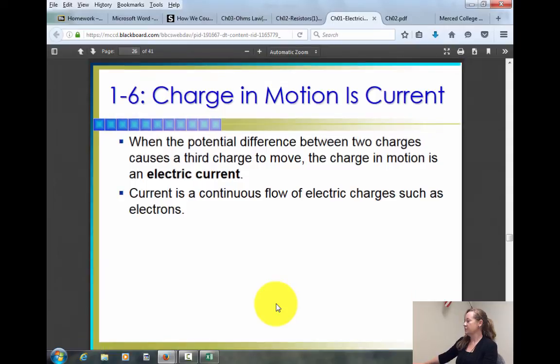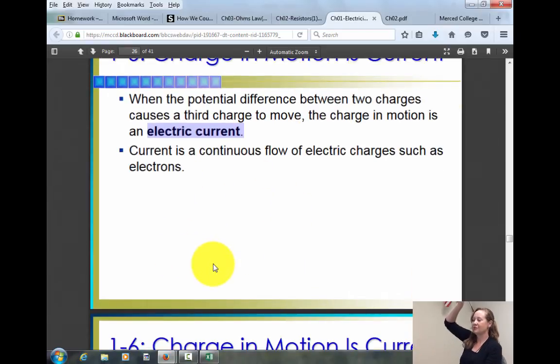And when the potential difference between two charges causes a third charge to move, the charge in motion is called your electric current. So current is a continuous flow of these electric charges. So it's electrons moving from one atom to the next from the negative to the positive charge. Now when we write our currents, we usually write them with an arrow that goes from the positive to the negative, right? But if you think about it, the electrons are moving from the negative to the positive. So the electrons are moving in the opposite direction of what we usually label the current moving.